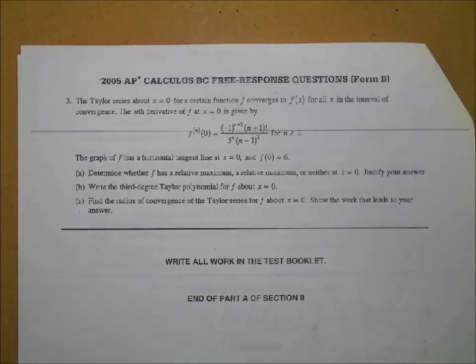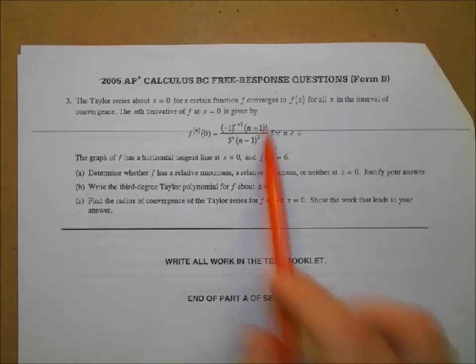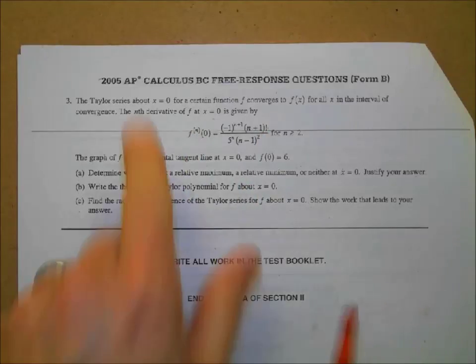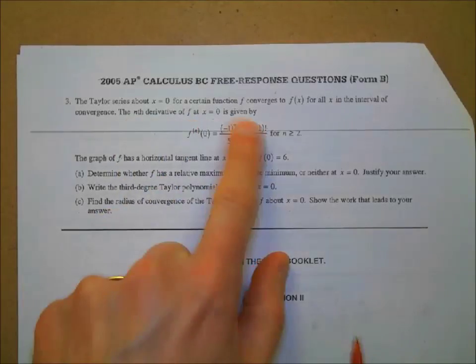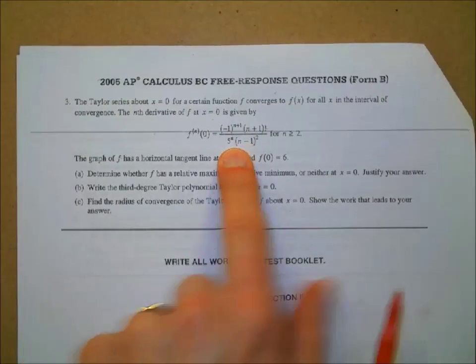Number 3, the Taylor series about x equals 0 for a certain function f converges to f of x for all x in the interval of convergence. So basically, our Taylor series converges to a certain function f. We don't know what f is necessarily, but we do know some of its derivatives right here. The nth derivative of f at x equals 0 is given by this. Notice it's for n values greater than or equal to 2, though.